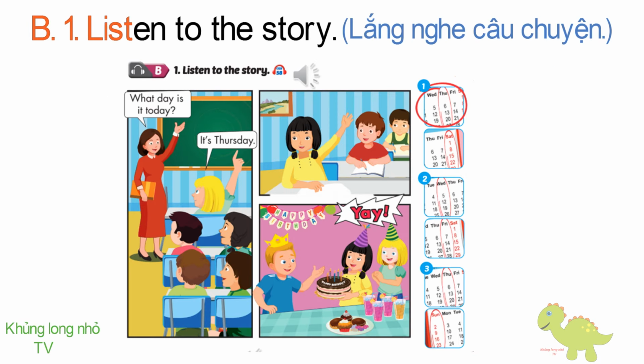B. 1. Listen to the story. Good morning, teacher. What day is it today? It's Thursday. Good morning. Good morning, teacher. What day is it today? It's Friday. Good morning, Bill. What day is it today? It's Sunday, and it's my birthday. Yay! Happy birthday!